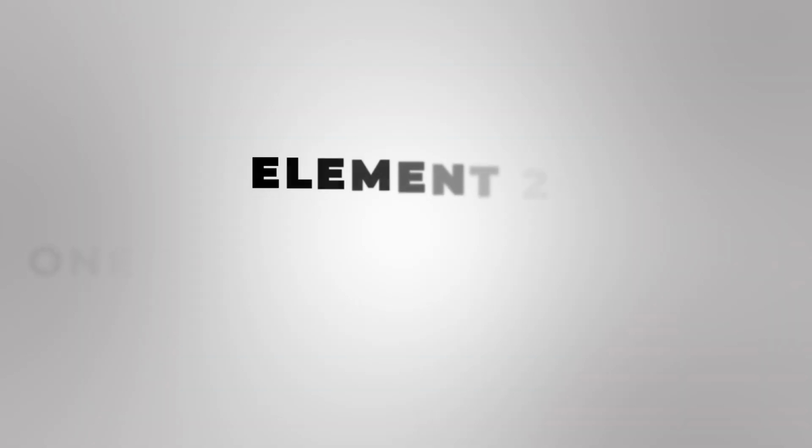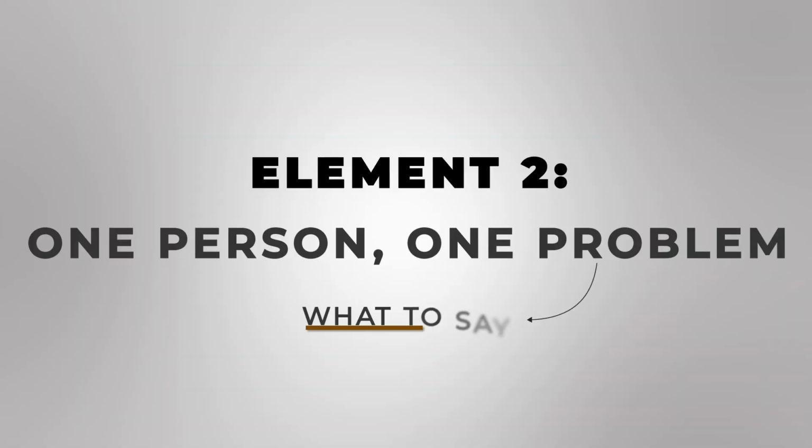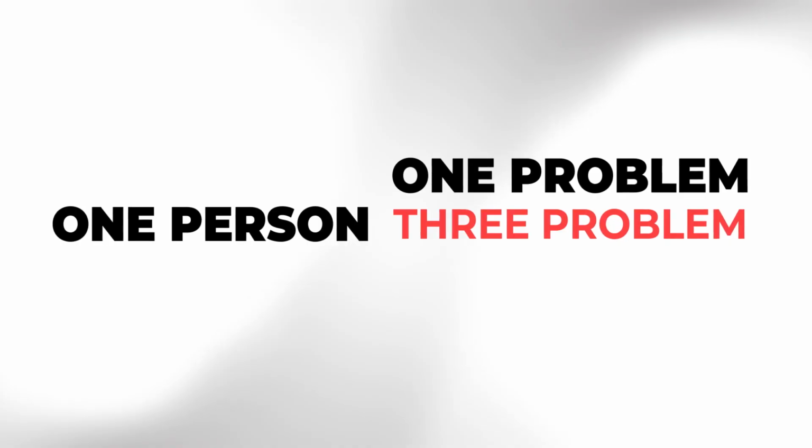All right, I'm gonna get into element number 2, which is just one person and one problem. This is where most people completely mess up, because your ad needs to speak to one specific person with one specific problem. Not 2 problems, not 3 problems. One person, one problem per piece of content or ad, right? This is so important, I'm gonna say it again: one person, one problem per ad.